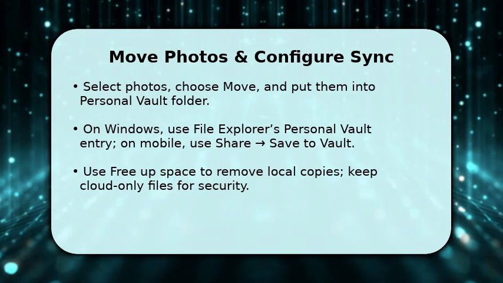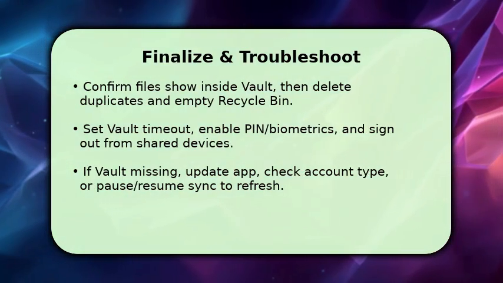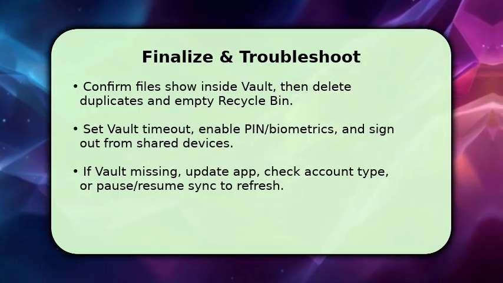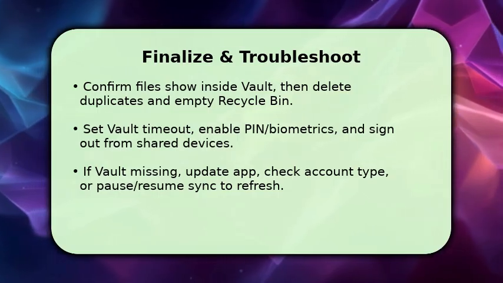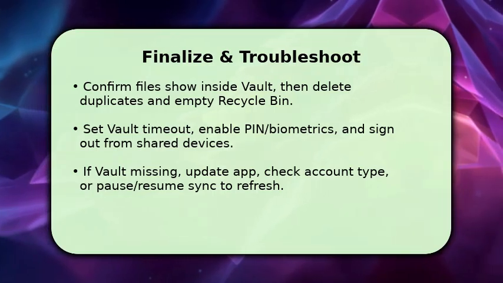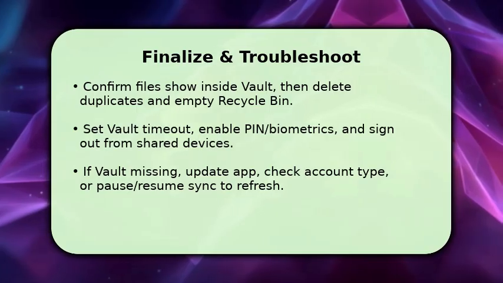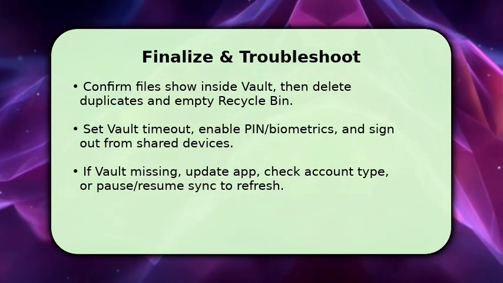Finish by verifying every image is visible inside Personal Vault and not elsewhere in your photo albums. Delete duplicates and empty the OneDrive recycle bin so hidden copies aren't recoverable. Make sure Vault Timeout and a PIN or biometric lock are configured, and sign out of OneDrive on any shared devices. If something goes wrong, for example, the vault doesn't appear or uploads fail, update the OneDrive app.